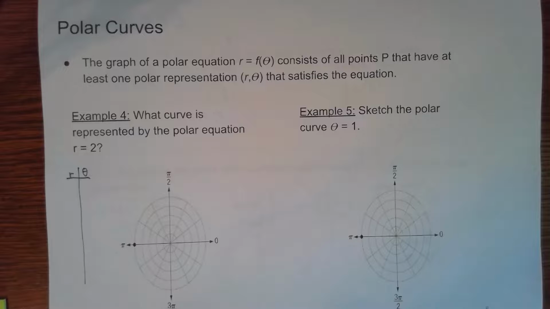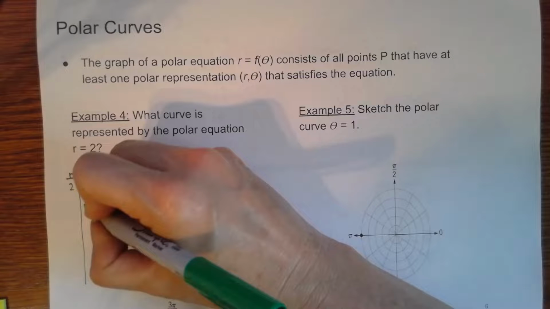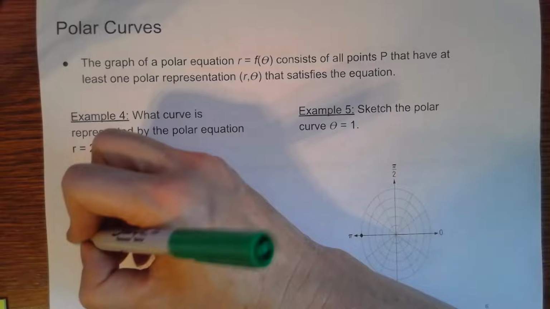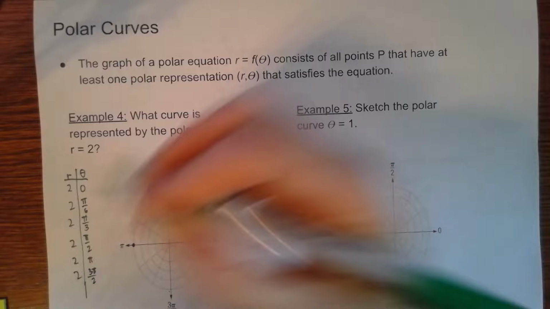Let's say we picked a theta value of 0. Then r is 2. Let's say we picked pi over 6, then it's 2. Pi over 3, that's 2. Pi over 2, then it's 2. Let's say we picked 3 pi over 2, no matter what, it's 2, right? Back to 2 pi, 2.